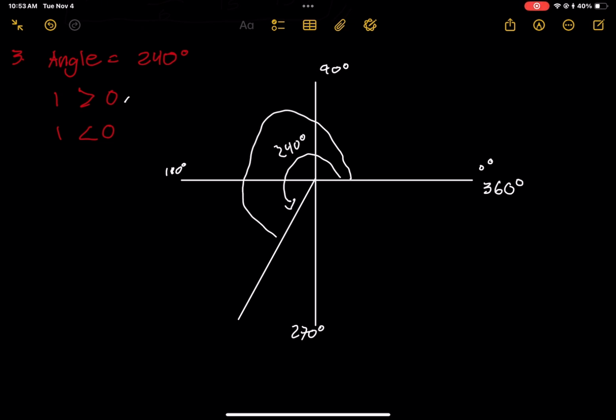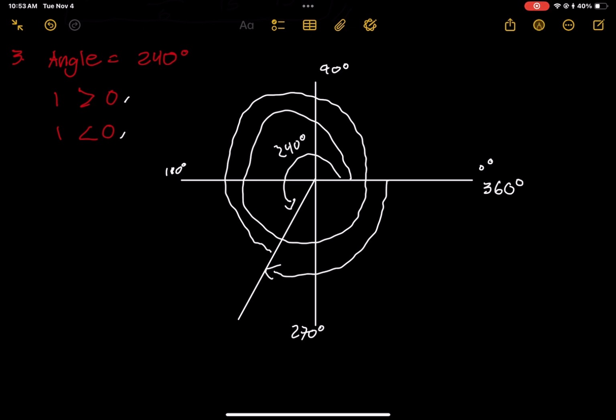To find the positive one, we will have to circle around it and stop at the given angle. In finding the negative, we will have to go backwards and stop at the given angle again. Now that we have the graph, to find the exact value, we'll have to add 360 degrees to 240 degrees to find the first positive coterminal angle. So 240 plus 360 is 600 degrees.